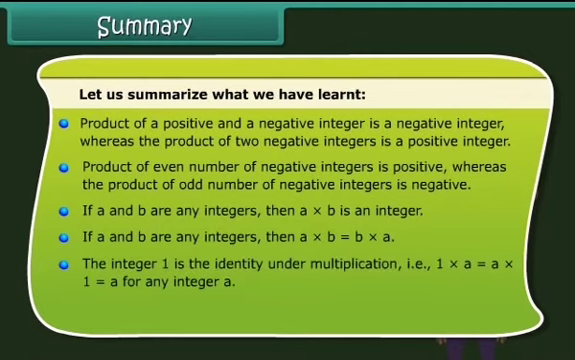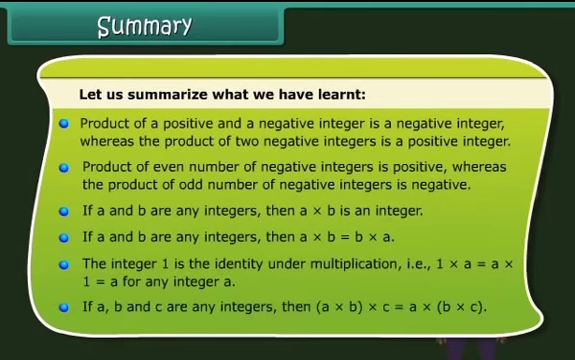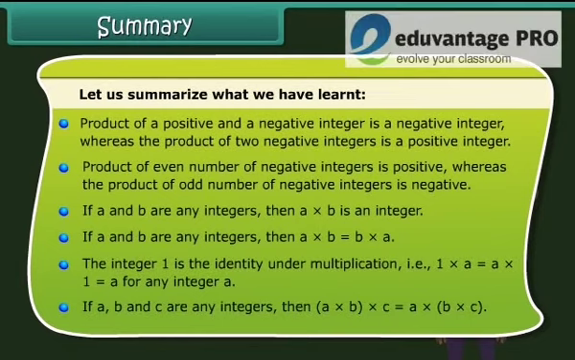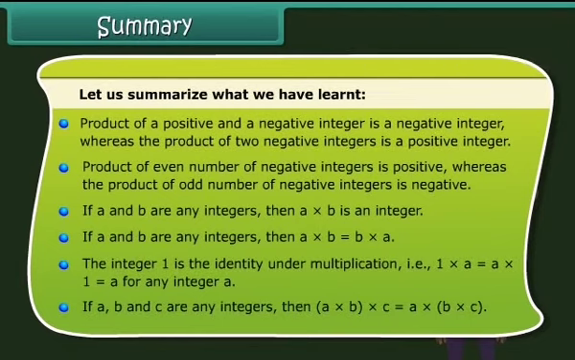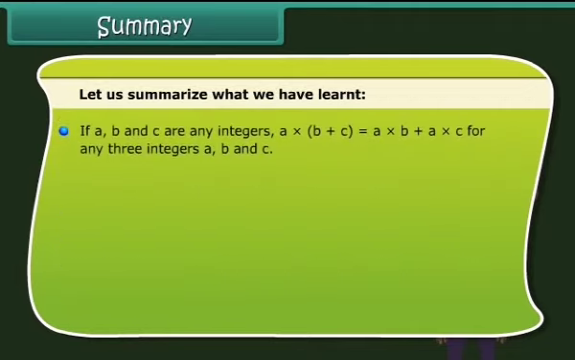The integer 1 is the identity under multiplication, that is, 1 into a is equal to a into 1 for any integer a. If a, b and c are any integers, then a into (b into c) is equal to (a into b) into c. If a, b and c are any integers, a into (b plus c) is equal to a into b plus a into c for any three integers a, b and c.